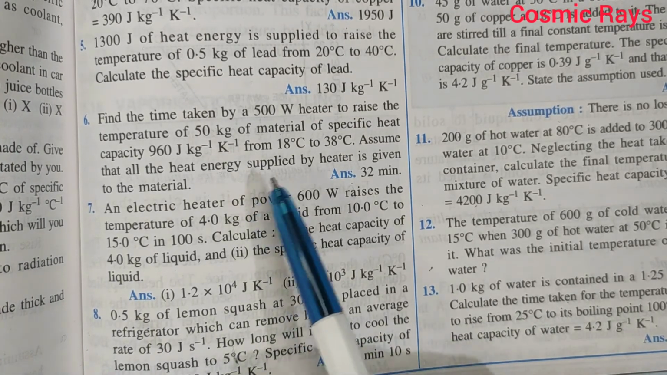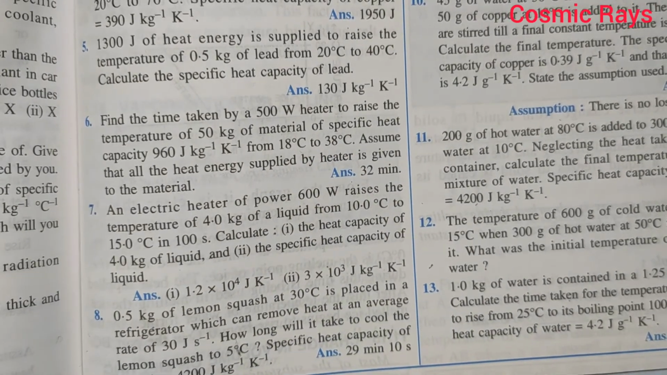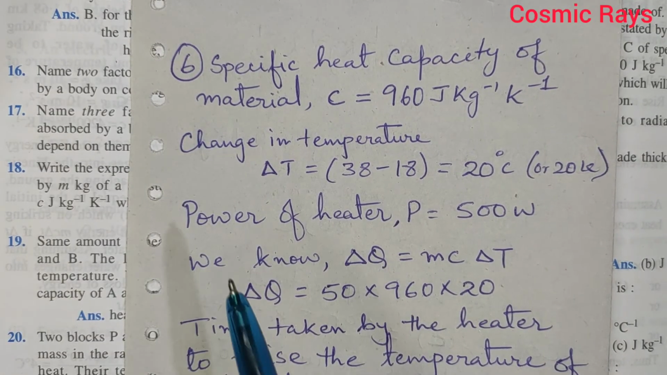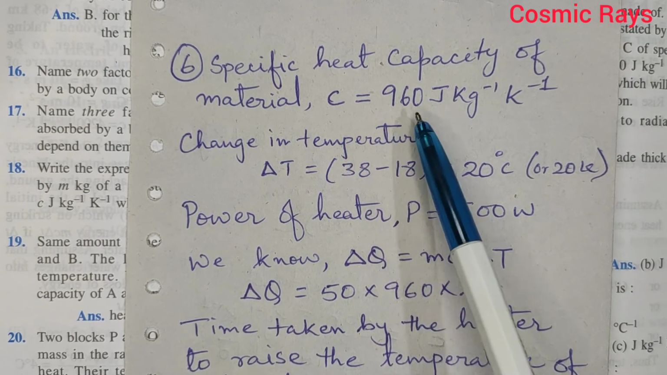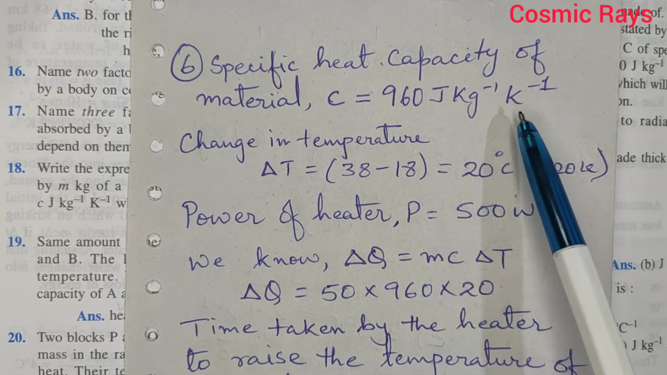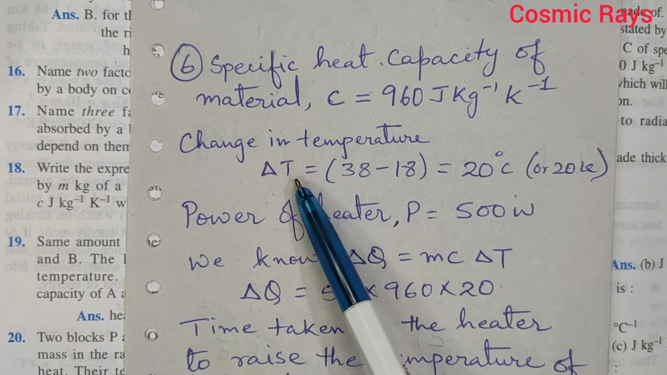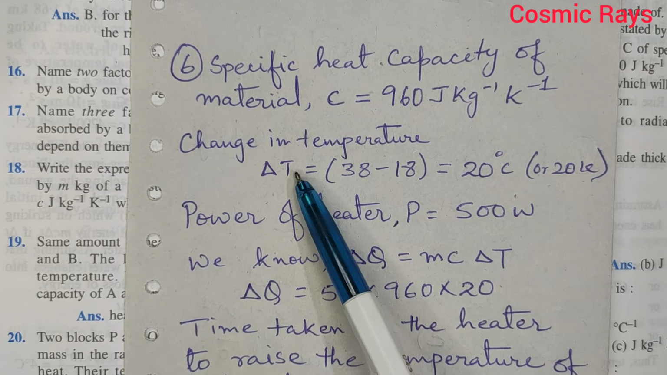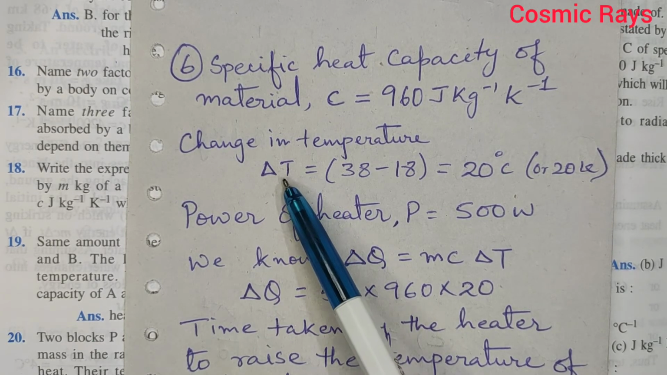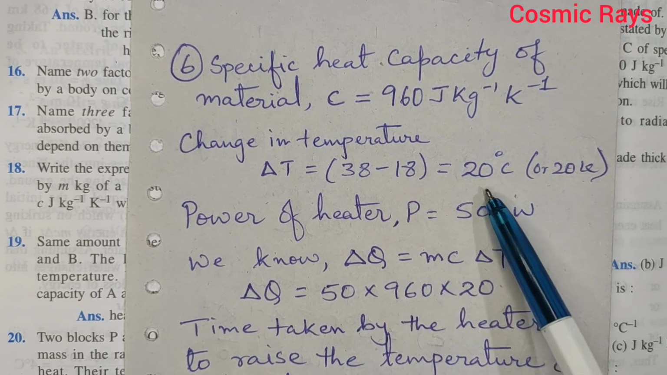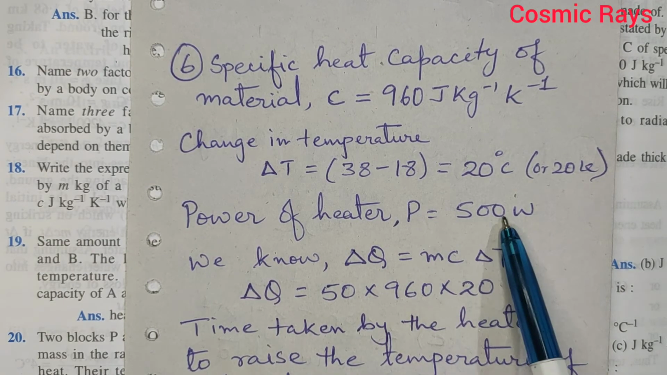Now let's write the given things. The change in temperature is 38 minus 18, that is 20 degrees Celsius. So we have written specific heat capacity of material, that is denoted as C, is 960 joules per kg per Kelvin. Change in temperature delta T, here we are taking it as capital T because we have to find out the time which we are going to denote as small t. So change in temperature delta T is 38 minus 18, that is 20 degrees Celsius or 20 Kelvin. Power of the heater is given to us as 500 watt.